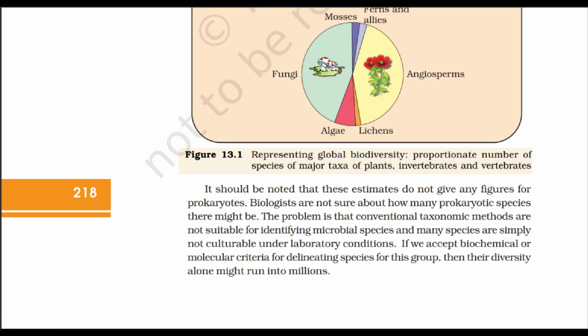It should be noted that these estimates do not give any figures for prokaryotes. Biologists are not sure about how many prokaryotic species there might be. The problem is that conventional taxonomic methods are not suitable for identifying microbial species, and many species are simply not culturable under laboratory conditions. If we accept biochemical or molecular criteria for delineating species for this group, then their diversity alone might run into millions.